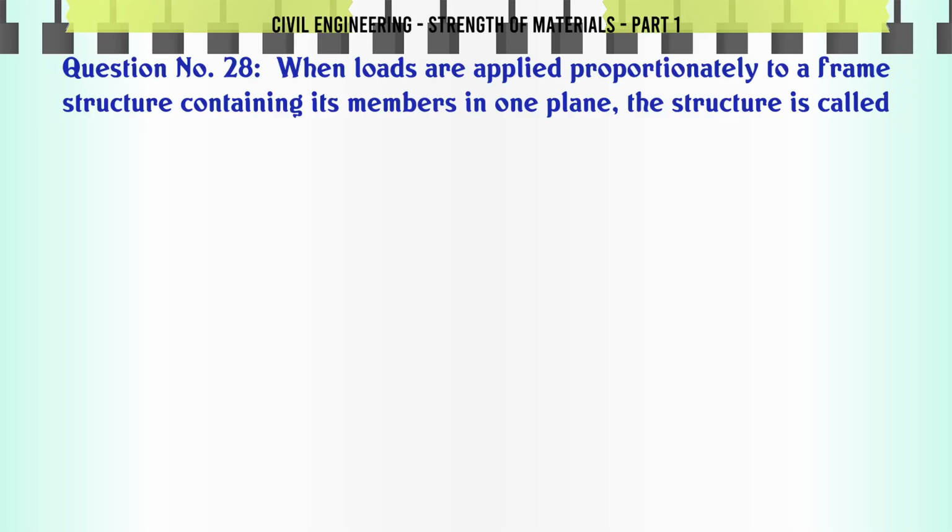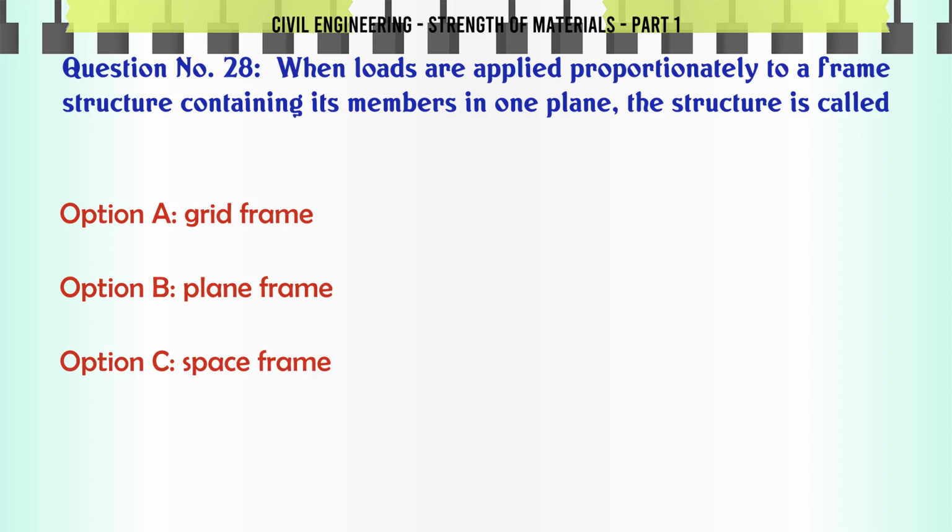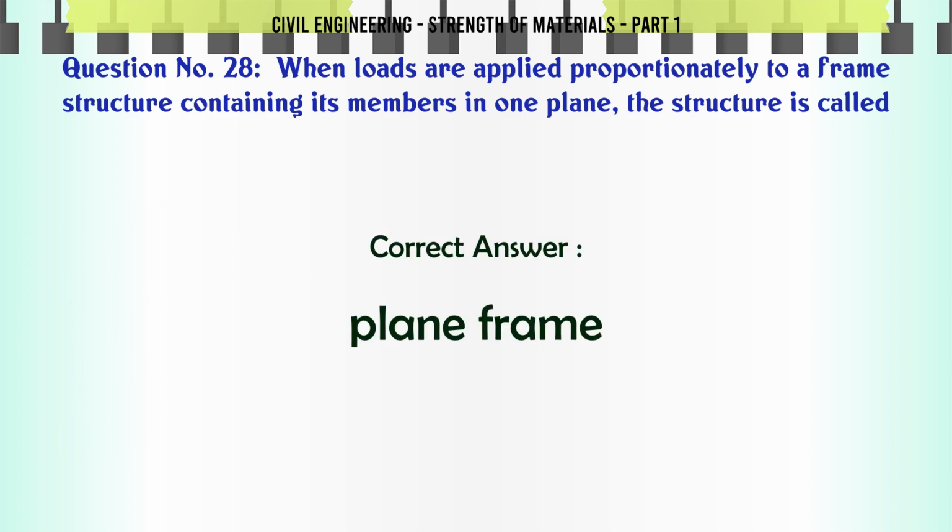When loads are applied proportionately to a frame structure containing its members in one plane, the structure is called A. Grid frame, B. Plane frame, C. Space frame, D. Truss frame. The correct answer is plane frame.